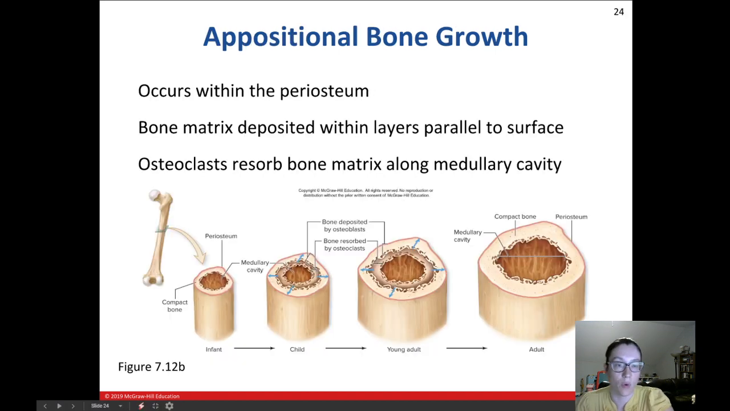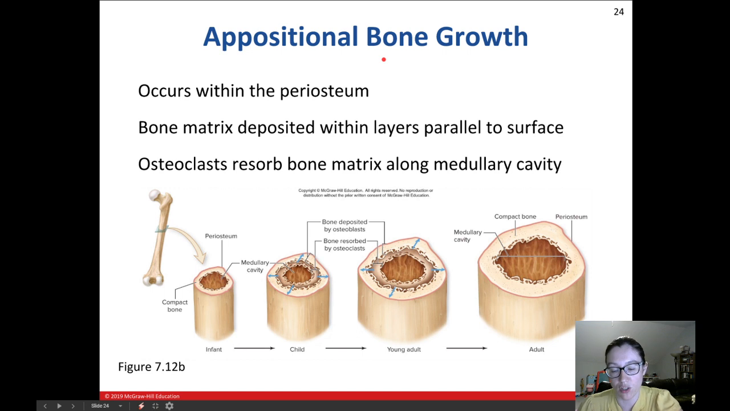So as I said before, our bones are going to get longer, but they also get wider, right? Because obviously a tiny little baby is going to have a really thin humerus, but it gets a lot wider as you grow. And so we can't just make them longer. We also have to increase the width. And this is going to happen via appositional bone growth.